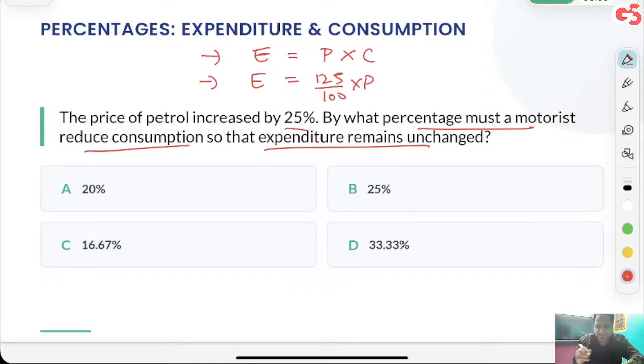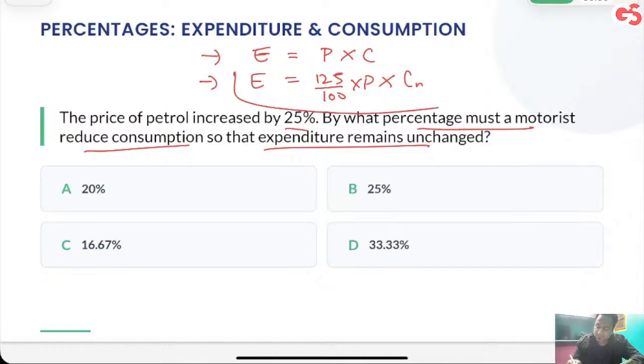Okay, I'm doing it in a very long way. And new consumption, let that be Cn. If I solve this, in place of E, I can replace it with PC, P multiplied by C, which will be equal to 125 by 100 multiplied by P multiplied by Cn. As we see, P and P got cancelled out.